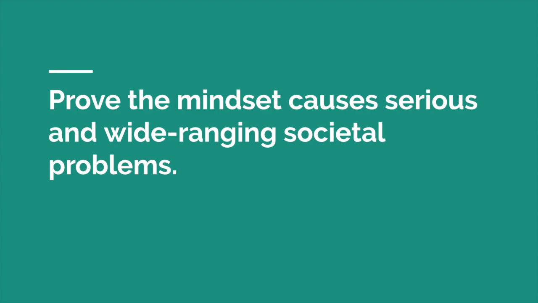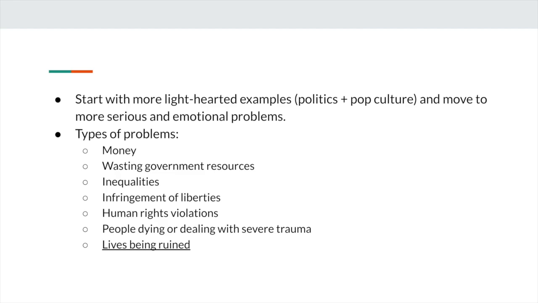And as I mentioned in the Developing a Topic video, you typically start with more lighthearted but nevertheless serious examples like political partisanship or pop culture examples, etc. And then you move to more serious problems like people dying or hate crimes, types of problems that you might want to talk about, especially early on. Money, either costing people a lot of money or wasting resources, government gridlock like partisanship, inequalities, infringement on liberty or human rights, and then eventually you can build to the really big ones like people dying or people being victims of traumatizing attacks like hate crime, sexual assault, etc.